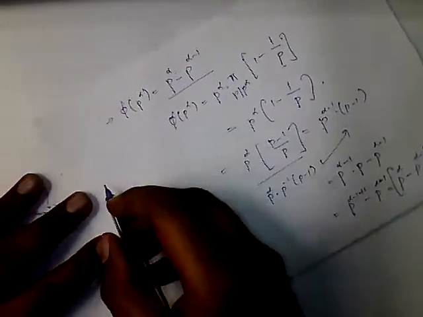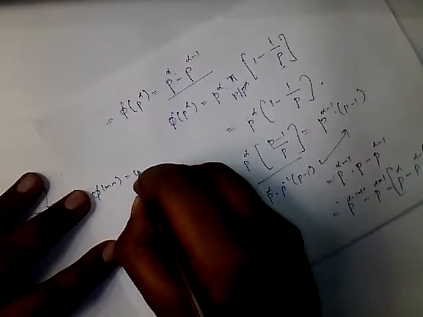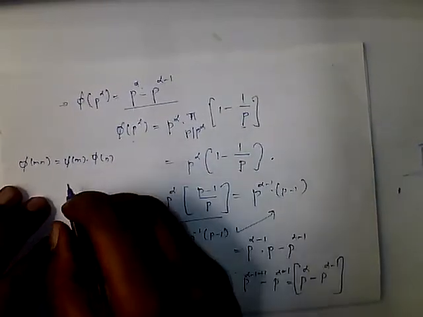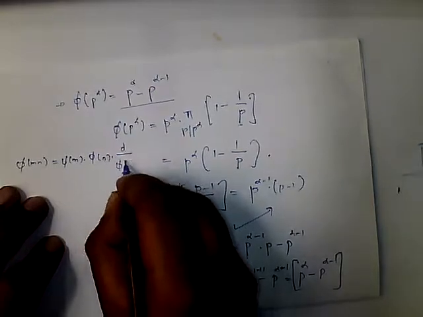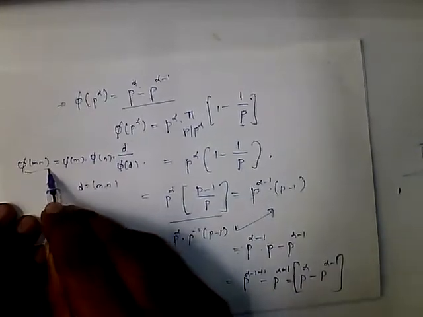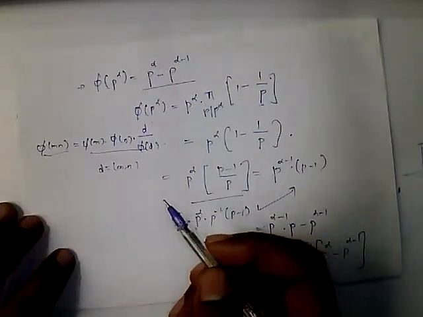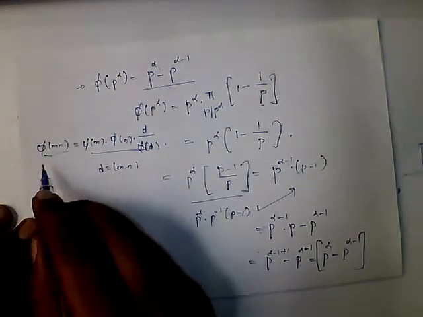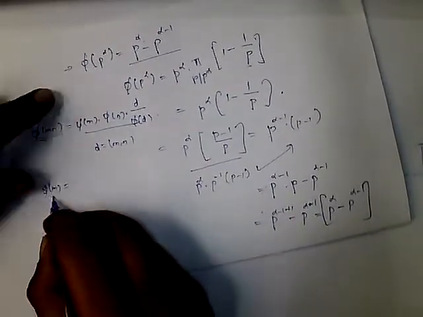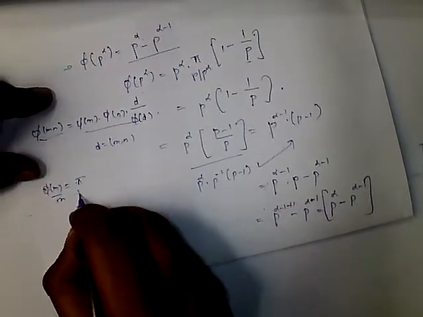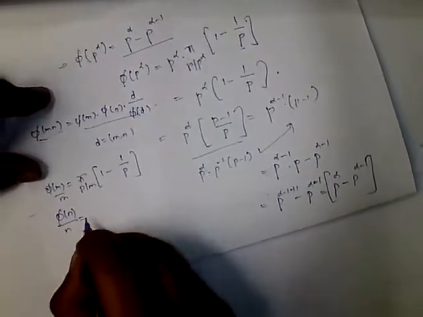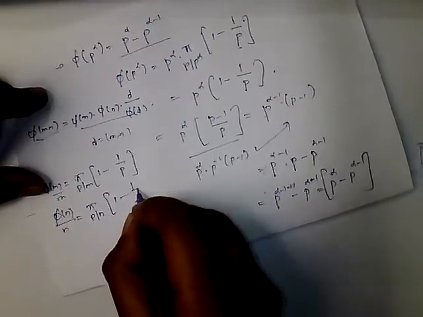There is another property that we have here: phi of m into n equals phi of m into phi of n into d divided by phi of d, where d is equal to the GCD of m comma n. You have to use this and prove it. The proof is pretty simple. You have to use the product formula: phi of m by m equals the product over p dividing m of (1 minus 1 by p), and for n we have the same formula, the product over p dividing n of (1 minus 1 by p).